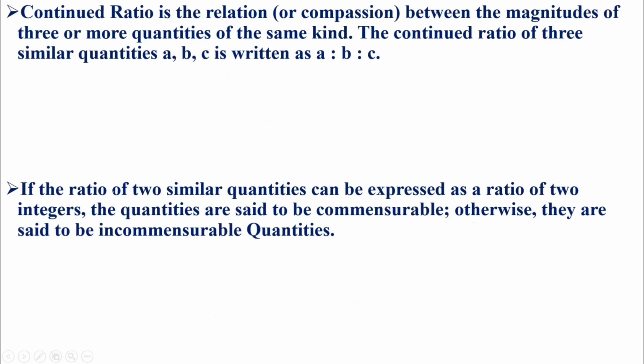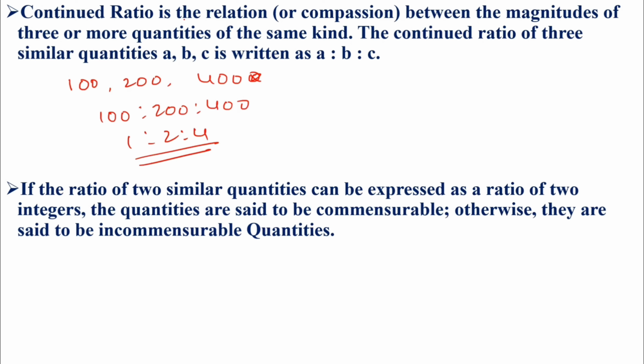Continued ratio, for example, if it is 100, 200, 400, what does continuous ratio mean? 100 is to 200 is to 400, that is equal to 1 is to 2 is to 4. This is continuous ratio. Continuous ratio is a relation or comparison between the magnitudes of 3 or more quantities of the same kind. The continuous ratio of 3 quantities A, B, C is written as A is to B is to C.